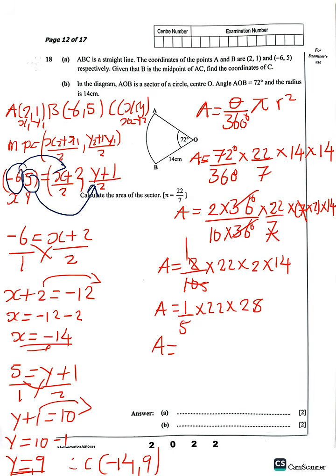Okay, so let's see how we find the final answer. So let's first multiply 22 times 28. So we use the old way.